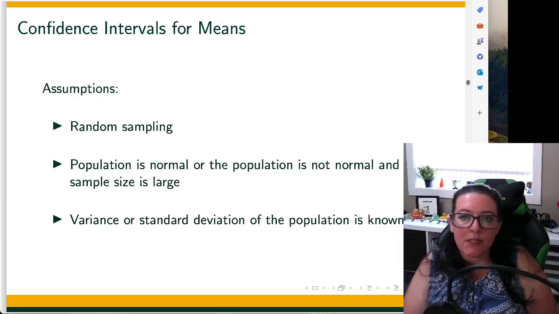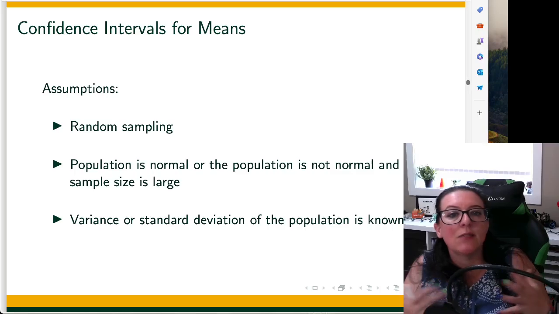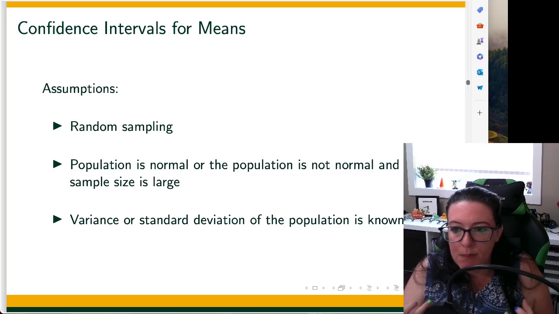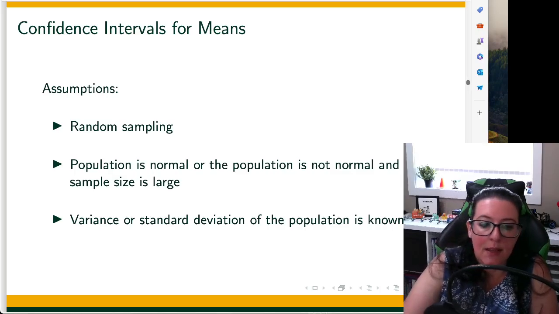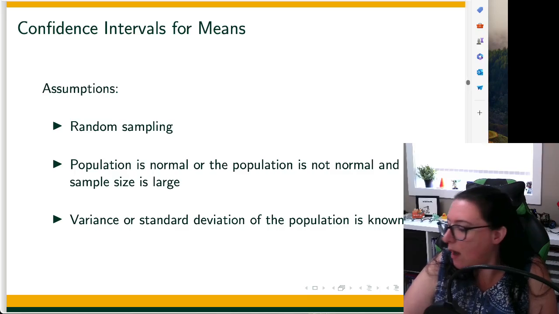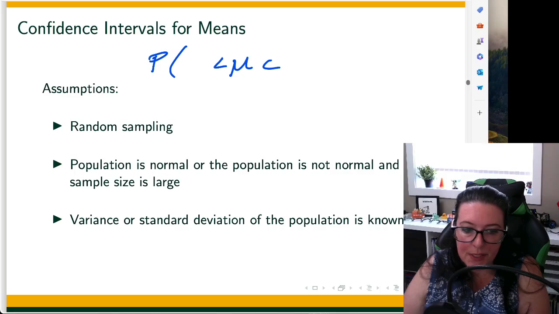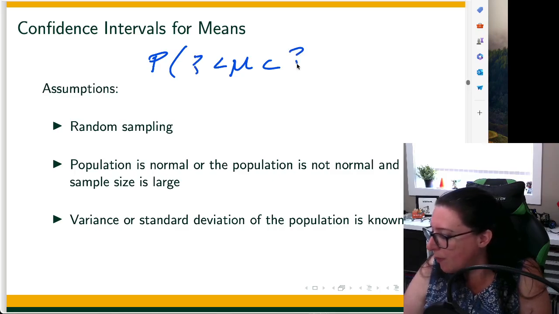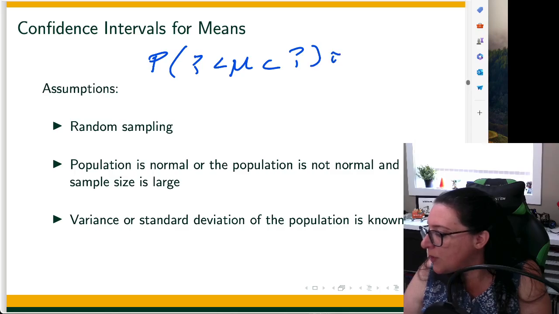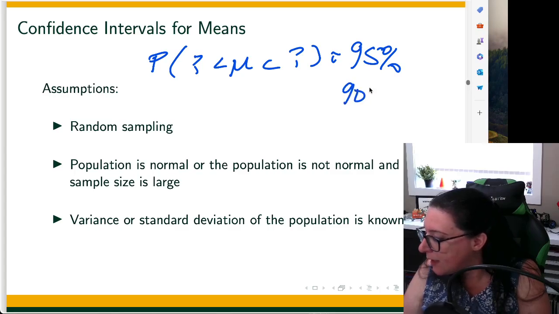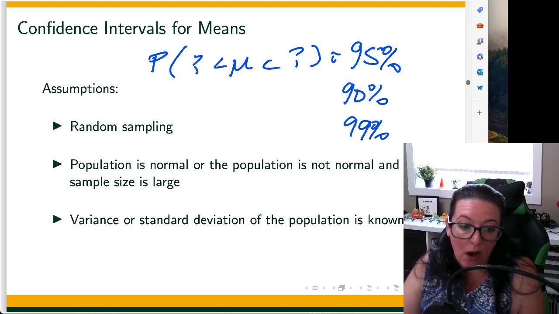We are continuing our discussion about confidence intervals, and let's focus here on confidence intervals for means. So we want to make a statement that the probability of mu is between two values here. So we have a lower bound and an upper bound, and it equals a certain level of confidence. So maybe that's 95%, 90%, or 99%.